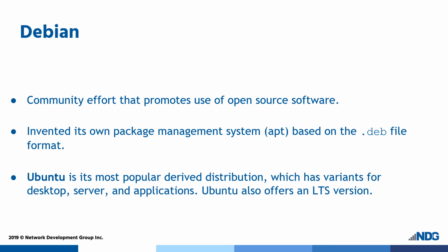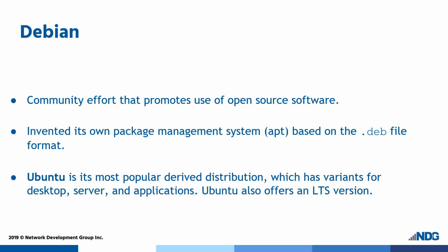Then we also have Debian. This is more of a community effort and as such, also promotes the use of open source software and adherence to standards. Debian came up with its own package management system based on the .deb file format, while Red Hat leaves non-Intel and AMD platform support to derivative projects. Debian supports many of these platforms directly.